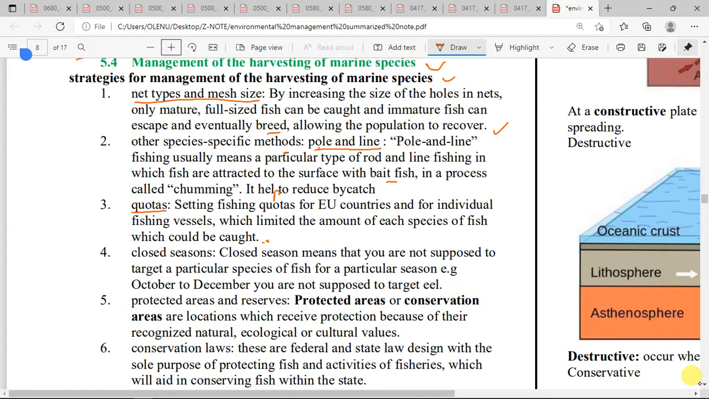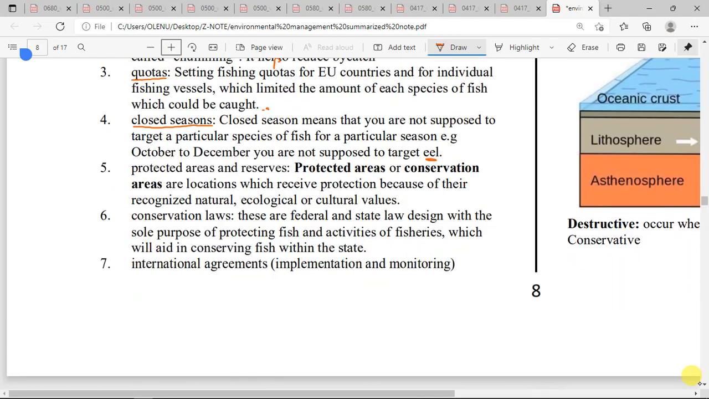Then you can have closed seasons. Quotas mean you can catch this particular number for this particular species, and this particular number for that particular species. Another thing is you can have a close season. A close season means that you are not supposed to target a particular species of fish for a particular season. For example, you can say between October to December you are not supposed to target eel because it's usually their breeding season. Then you look at protected areas and reserves.